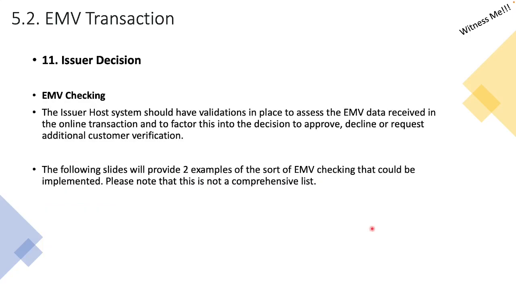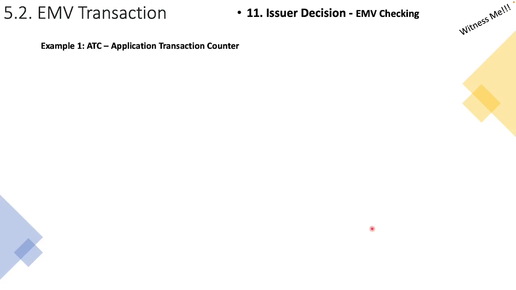Okay. Next is EMV checking. So the issuer host system should have validations in place to assess EMV data received in online transactions, and to factor this into decisions to approve, decline, or request additional customer verification, where you make a phone call and you basically verify the customer. So the following 2 slides will provide examples of some of the EMV checking that could be done. Just note, these are just 2. There are many dozens that you could actually implement in your environment to make your card program more secure.